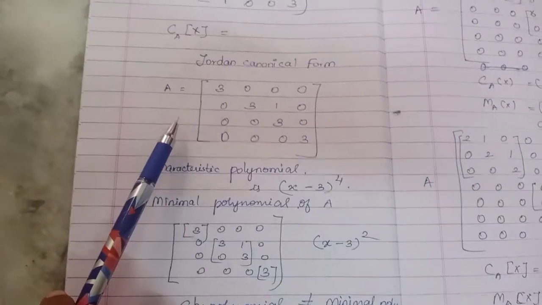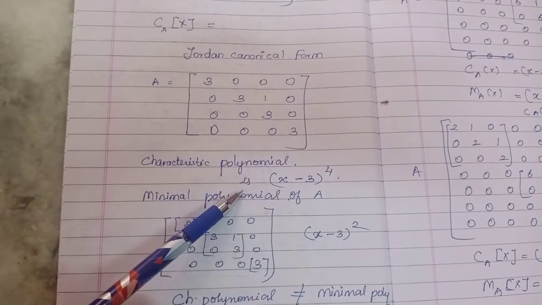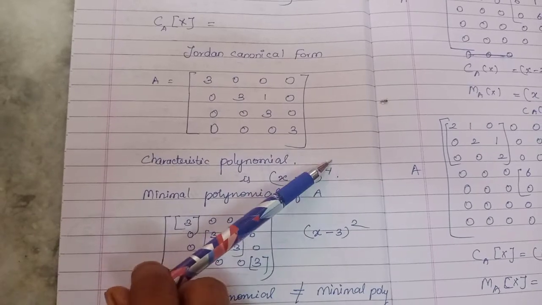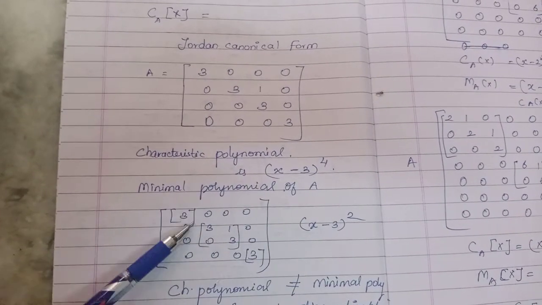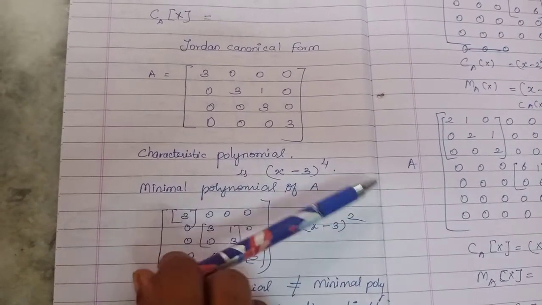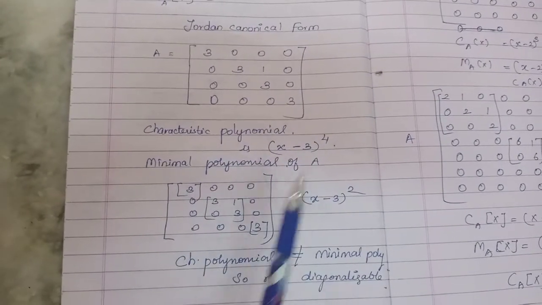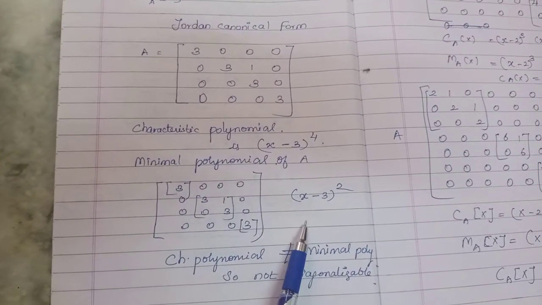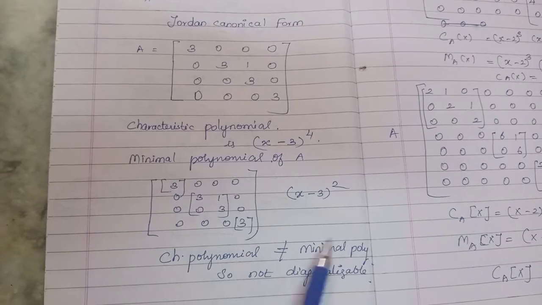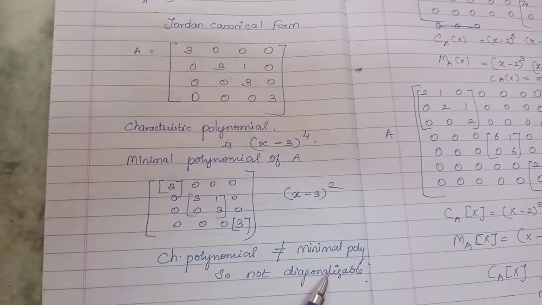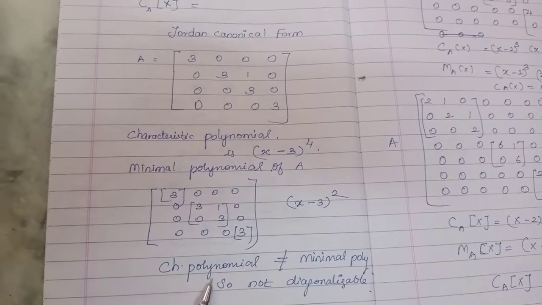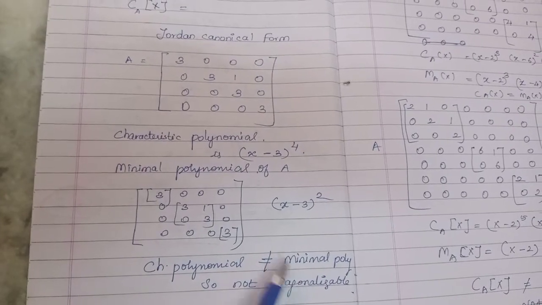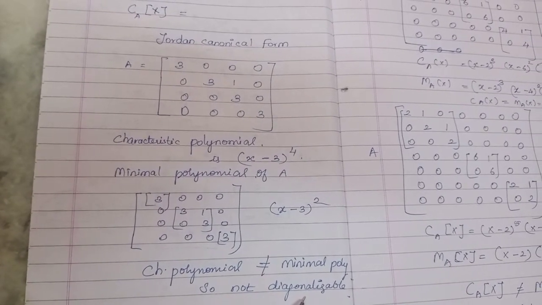So for this matrix we have the characteristic polynomial (x minus 3) to the power 4 and the minimal polynomial (x minus 3) squared. So here the characteristic polynomial and the minimal polynomial are not equal, so it is not diagonalizable. Once the characteristic polynomial and the minimal polynomial are equal, we can say it is diagonalizable. So let's see the second example.